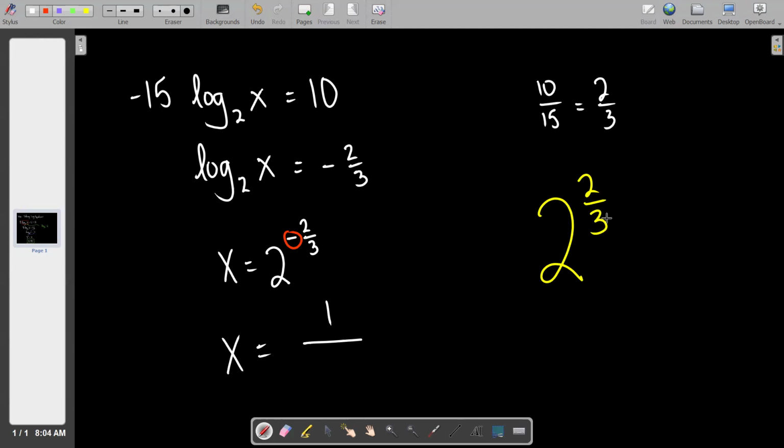What does the 3 down here make us do? Make a cube root, good job, of 2 to the second. So I'm just going to put 4. The top number of a fractional exponent is the power. The bottom is the index, the flavor of the root that you're going to build. So that would be how we would submit that answer: 1 over the cube root of 4.